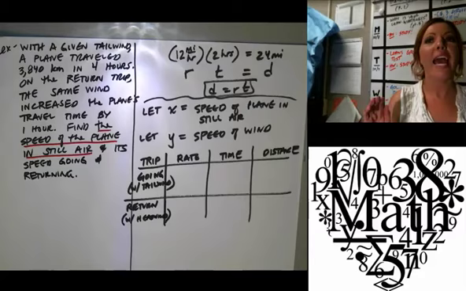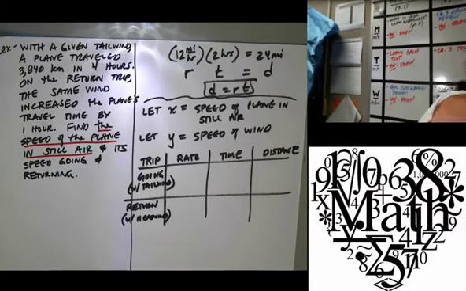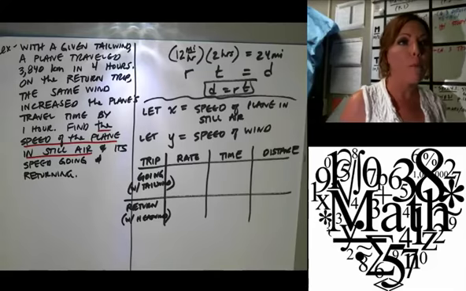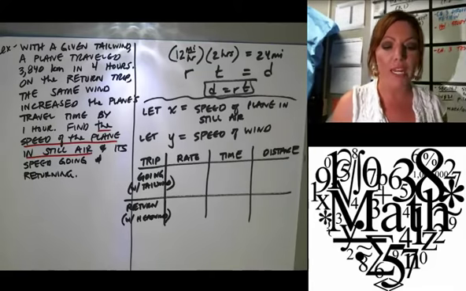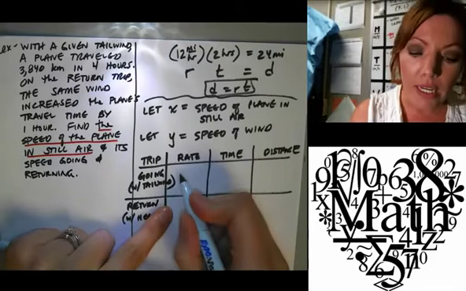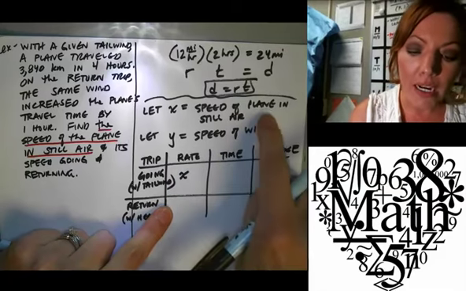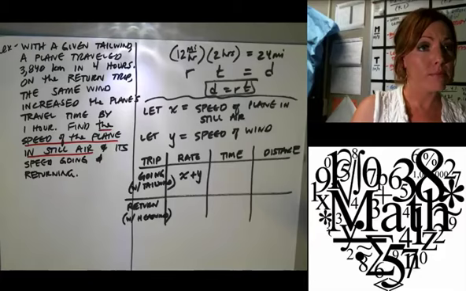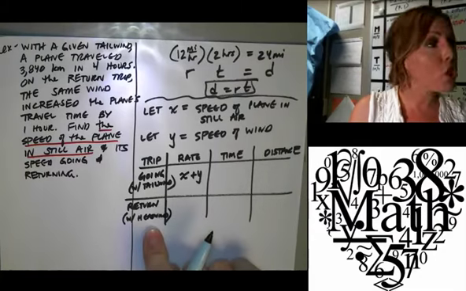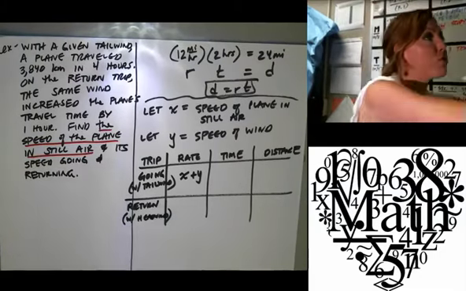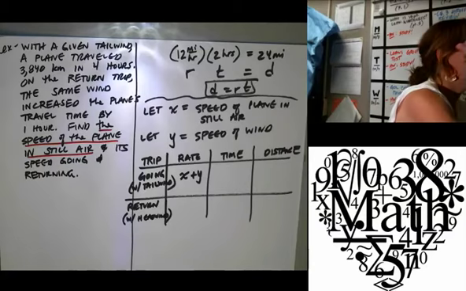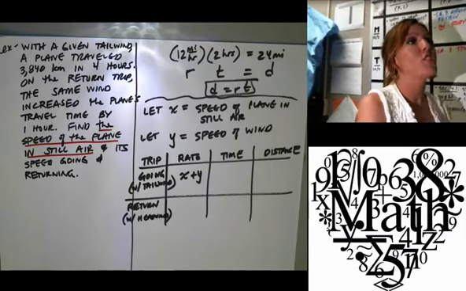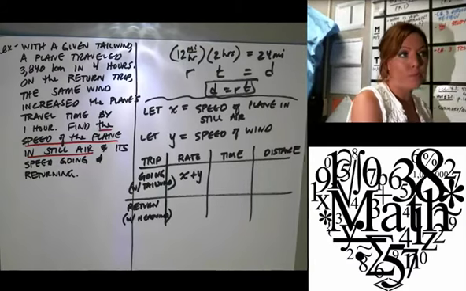Okay, so a tailwind, if we're flying and the wind is going into our tail, is that speeding us up or slowing us down? Speeding us up. So the rate would be the rate of the plane plus the speed of the wind, right? Does that make sense? On the return trip with a headwind, again, if we're flying and it's coming directly into our head, is that slowing us down or speeding us up?